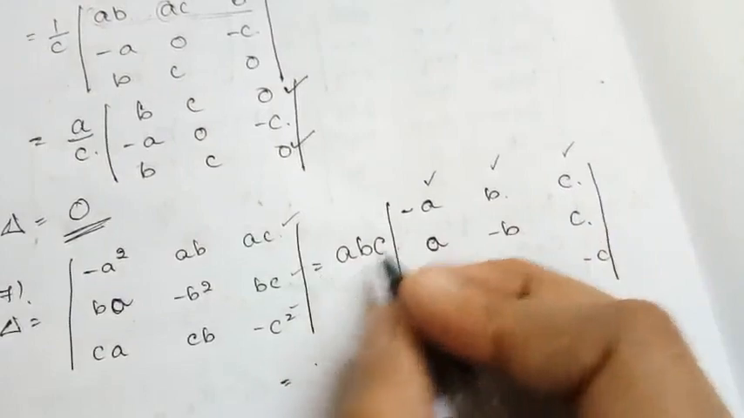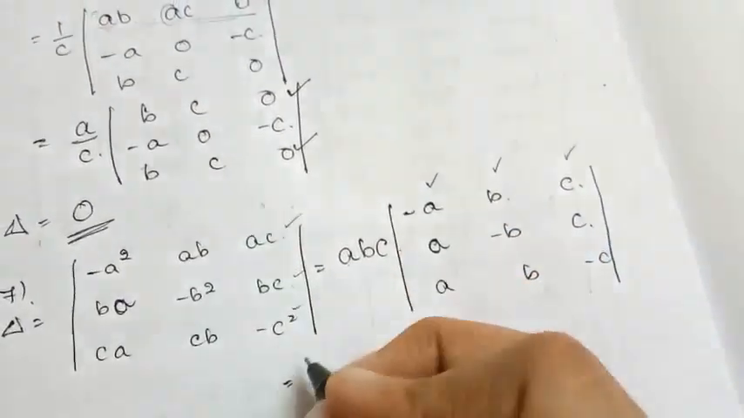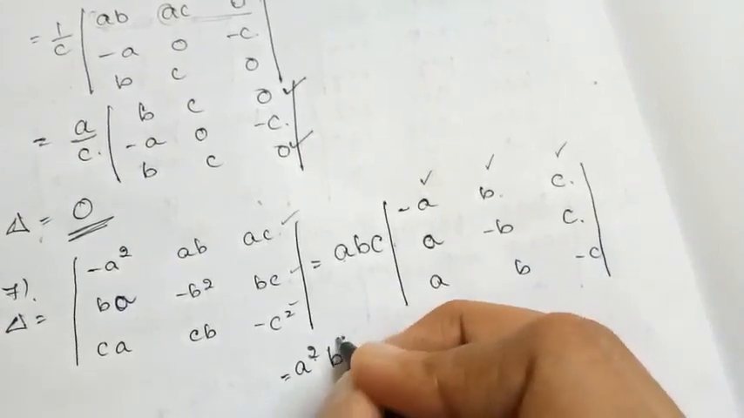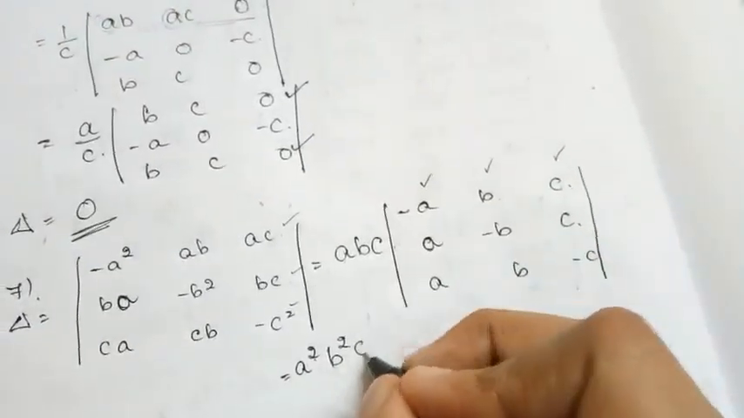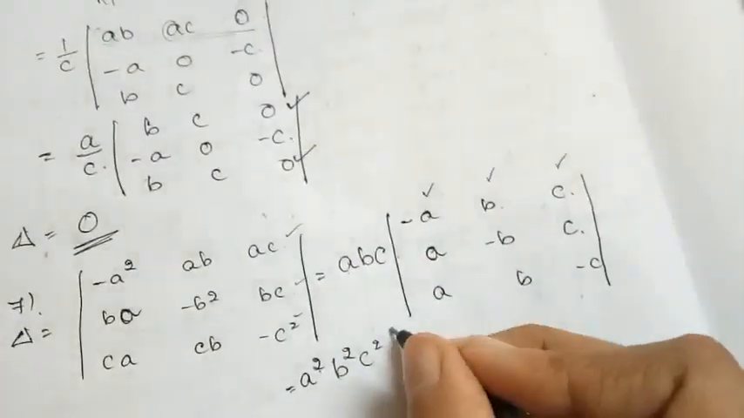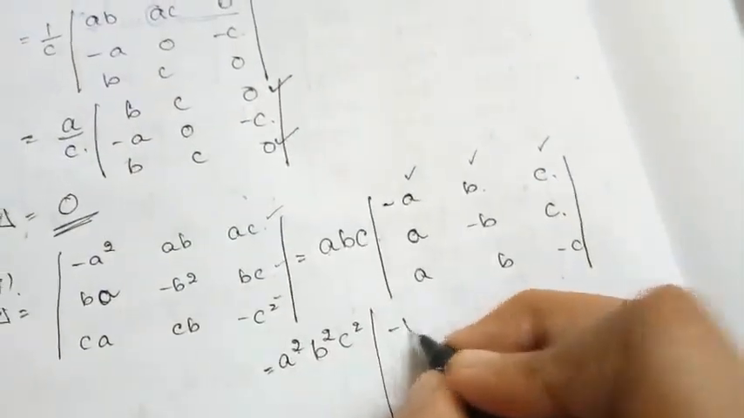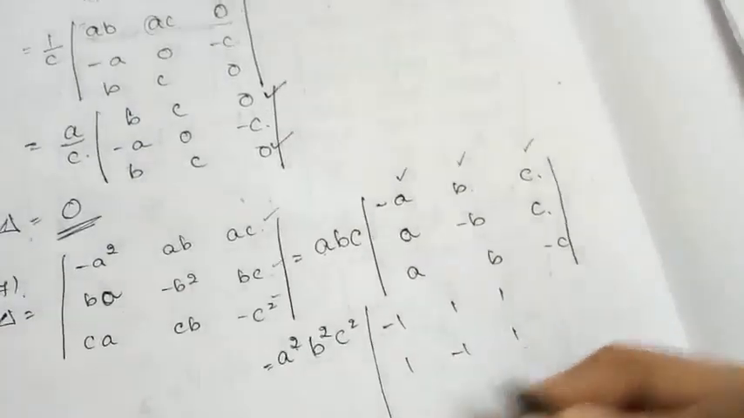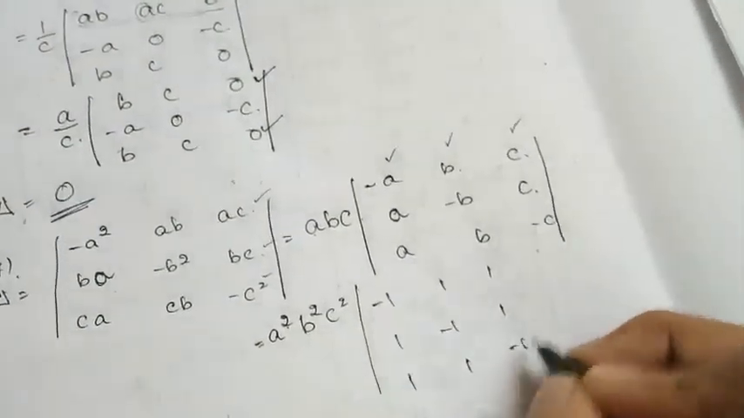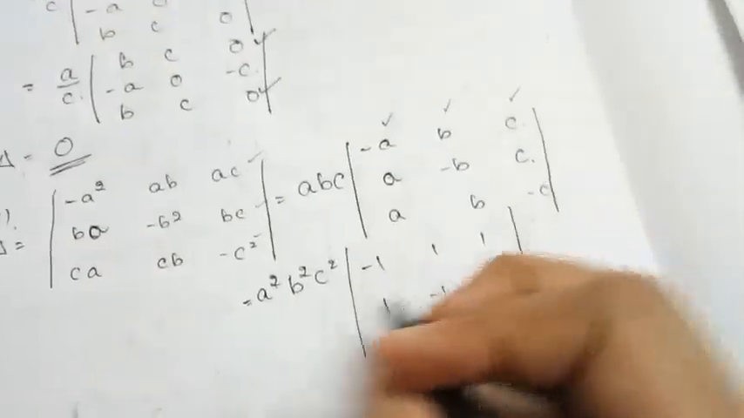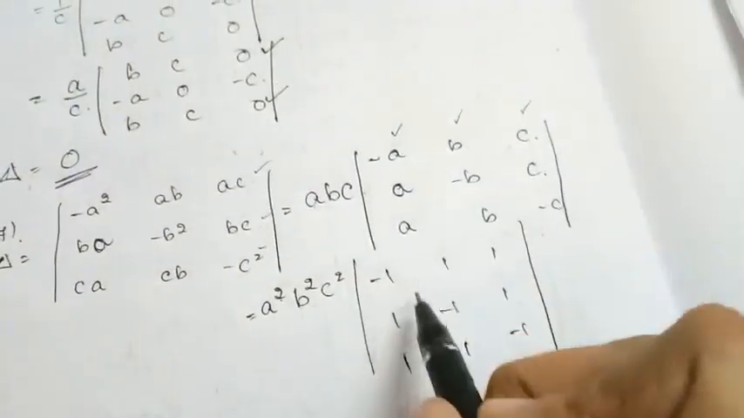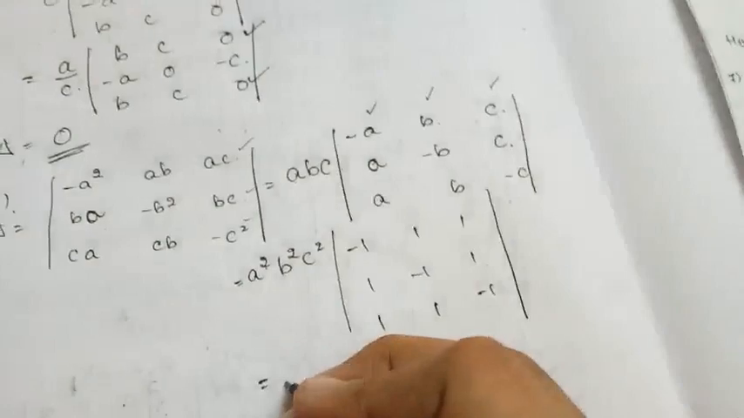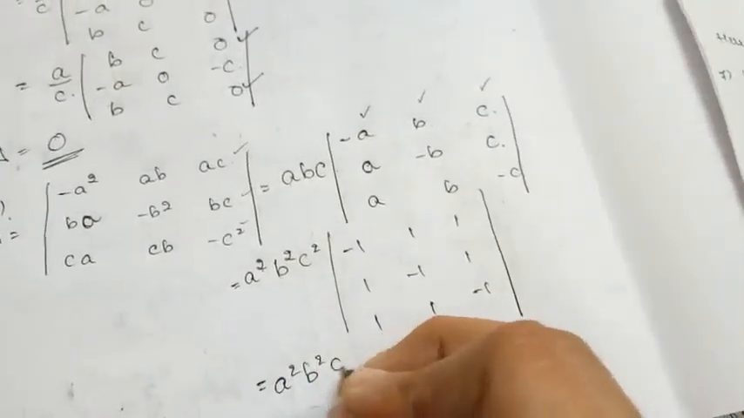After removing A common outside from the first column, already one A was there, it becomes A square. After removing B, it becomes B square. Removing C here becomes C square, because already one ABC was there. So what is all left out? Minus 1, 1, 1, 1, minus 1, 1, 1, 1, minus 1. Now if you expand this either through any one of the rows or one of the columns, you are going to get the value of that determinant.